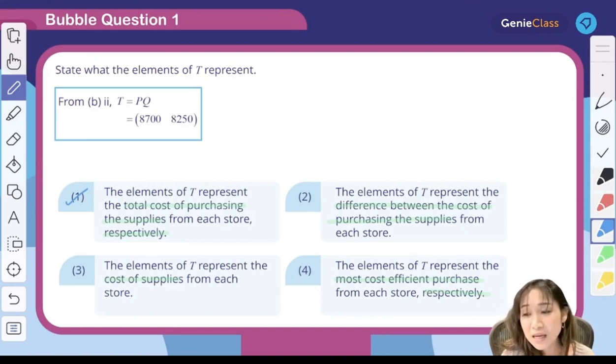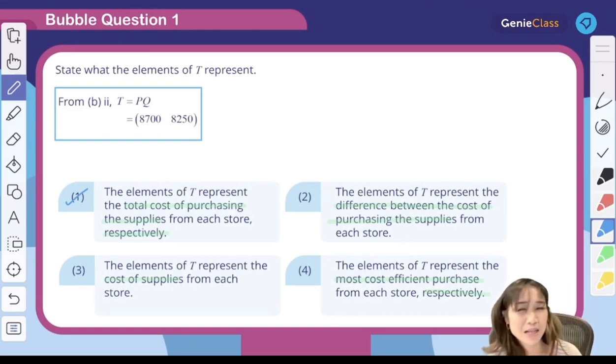So option 3, although correct, is a little bit too vague because it says represent the cost of supplies. Cost of supplies can be interpreted in many ways. Do you mean the cost of a candle, or the cost of the roses? It should be the total cost.